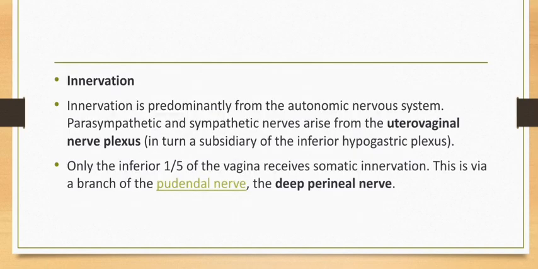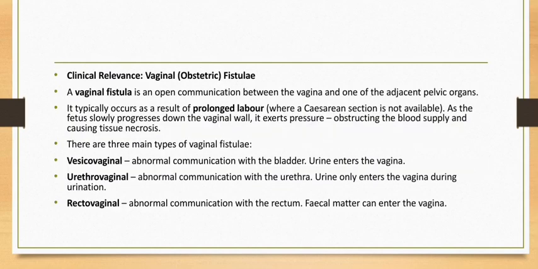Innervation. The innervation is predominantly from the autonomic nervous system, parasympathetic and sympathetic nerves arising from the uterovaginal nerve plexus, in turn a subsidiary of the inferior hypogastric plexus. Only the inferior one-fifth of the vagina receives somatic innervation. This is via a branch of the pudendal nerve, the deep perineal nerve.